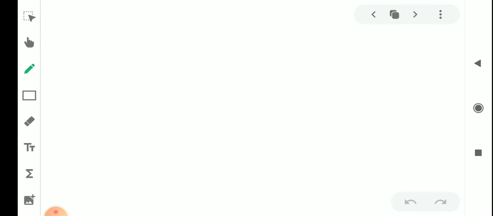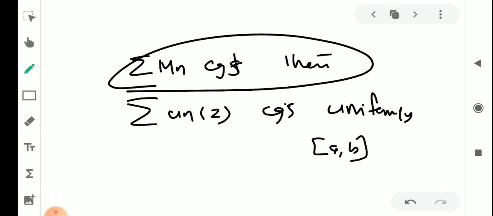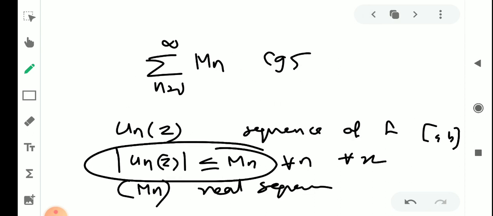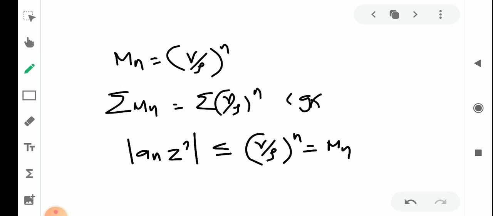Comparing with this, here mn is r by rho all raised to n. Sigma mn is sigma r by rho all raised to n, which converges. So this condition is okay. Then do we have the other condition as well? Yes, there exists mod an z raised to n less than or equal to r by rho all raised to n, that is mn. So this is the un of z. Un of z equal to an z raised to n.